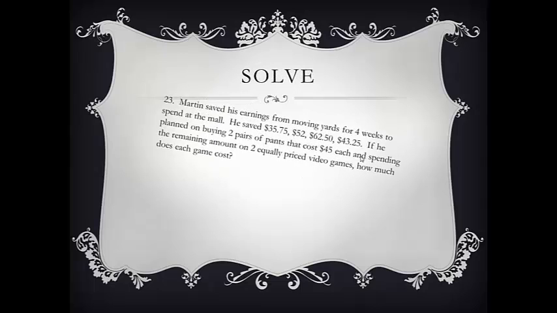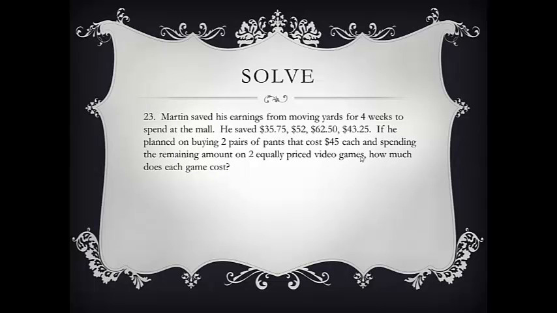Solve. Number 23. Martin saved his earnings from mowing yards for 4 weeks to spend at the mall. He saved $35.75, $52, $62.50, $43.25. If he planned on buying 2 pairs of pants that cost $45 each and spending the remaining amount on 2 equally priced video games, how much does each game cost?